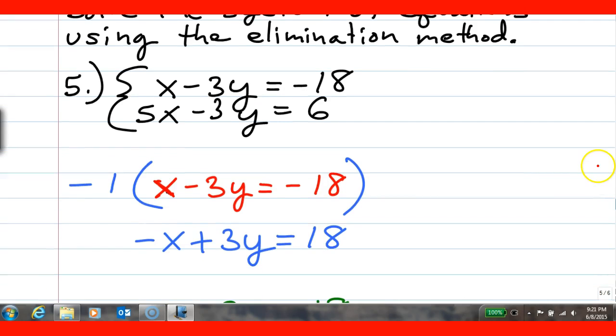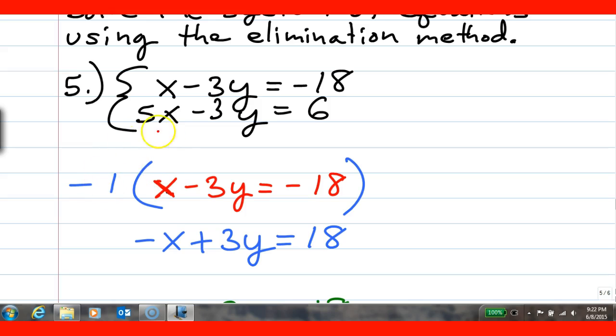So what I'm going to do is try to get one of these so that when I sum them, I end up canceling out either the x's or the y's. Well, when I look at this, they both already have a minus 3y. If I can change one of those to a plus 3y, then I can use the elimination method and it'll cancel out. So what I'll do is take that first one, x minus 3y equals negative 18, and multiply it by a negative 1. As long as I multiply every term by the same value, I'm not going to change the value of the problem.